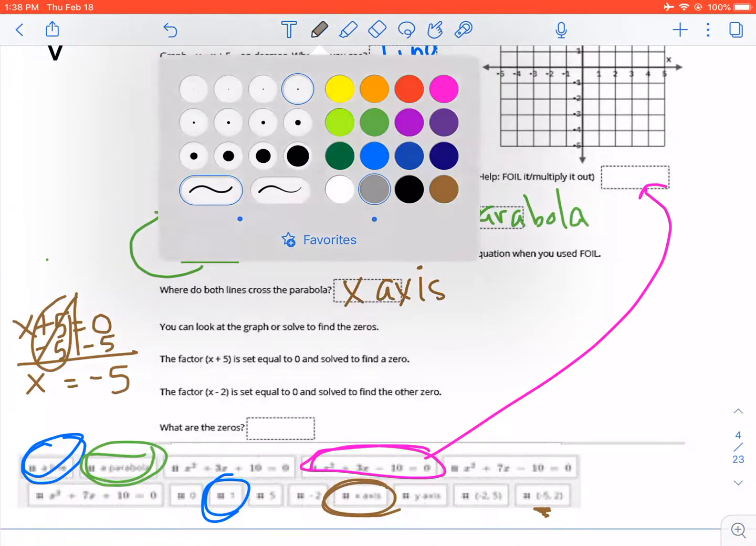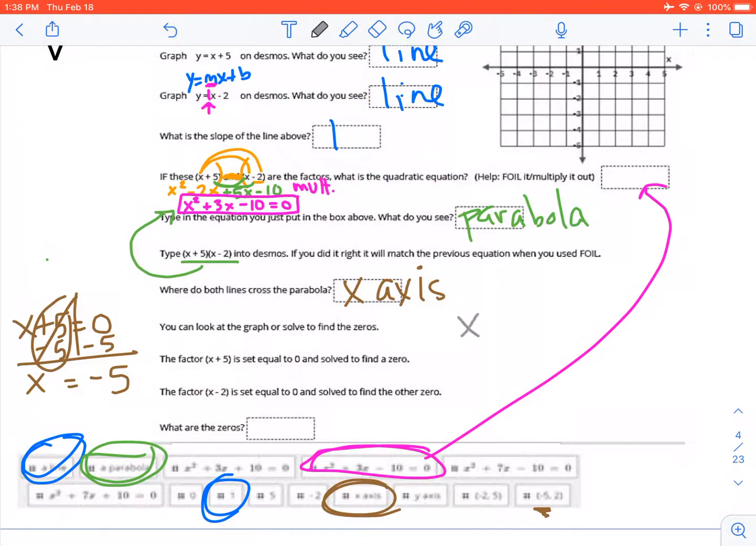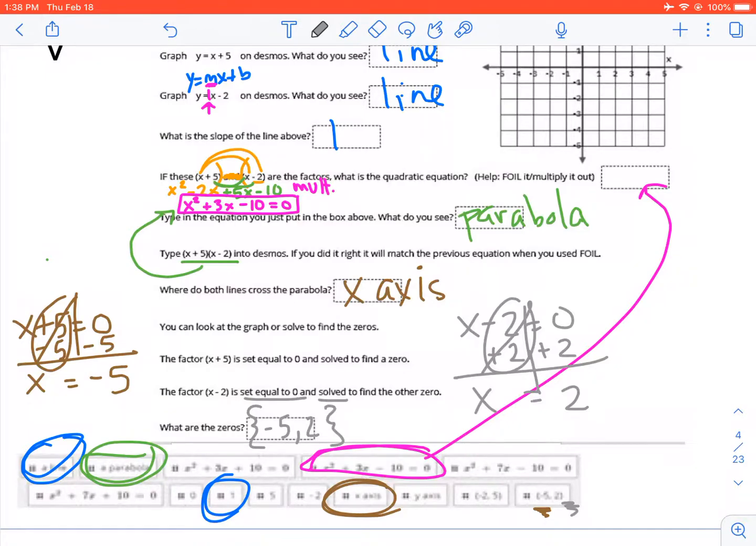So here we go. X minus 2 equals 0, and I'm setting it equal to 0 and solving it. How do we get rid of a minus 2? The opposite of minus 2 is plus 2. And so we have x equals 2. And that's this other number right here. So we have negative 5 and a positive 2. So that's how you would do it by hand.